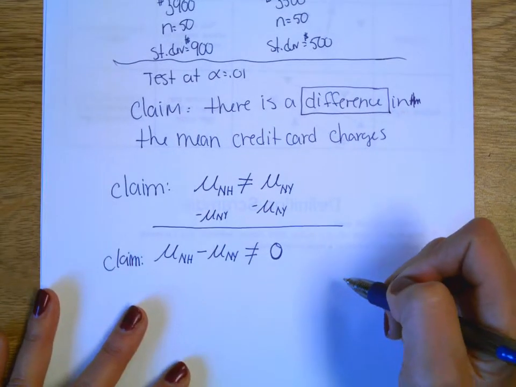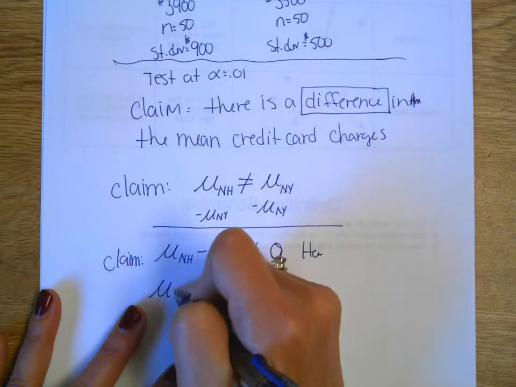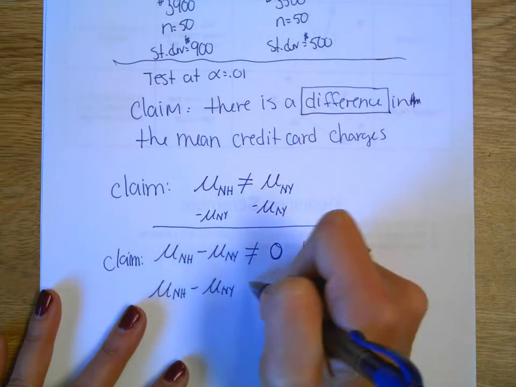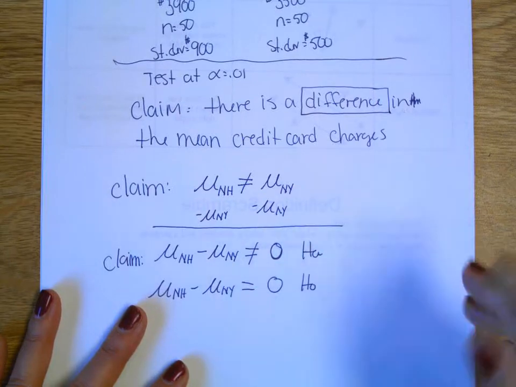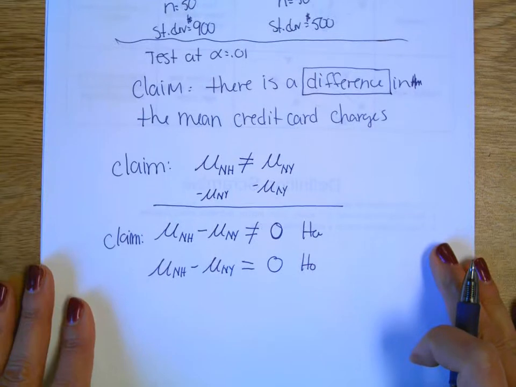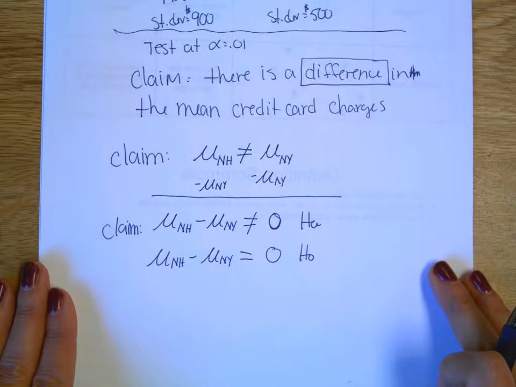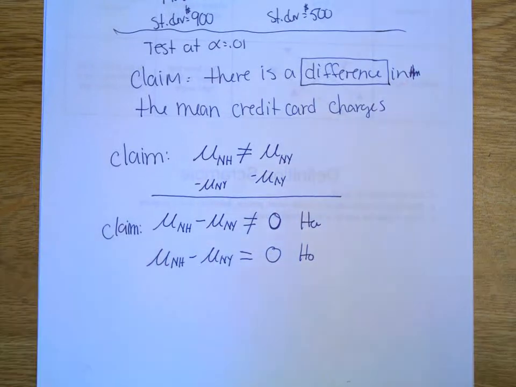Is this the H0 or the Ha? This is the Ha. So what's the H0 going to say? That the mean of New Hampshire minus the mean of New York is equal to 0. There's the H0. Is it going to be the 0 every single time? Our third one's not going to be a 0. So we want to get it to be a difference of the two. Now that's the only thing that's different from what we've done before, getting that to a difference.